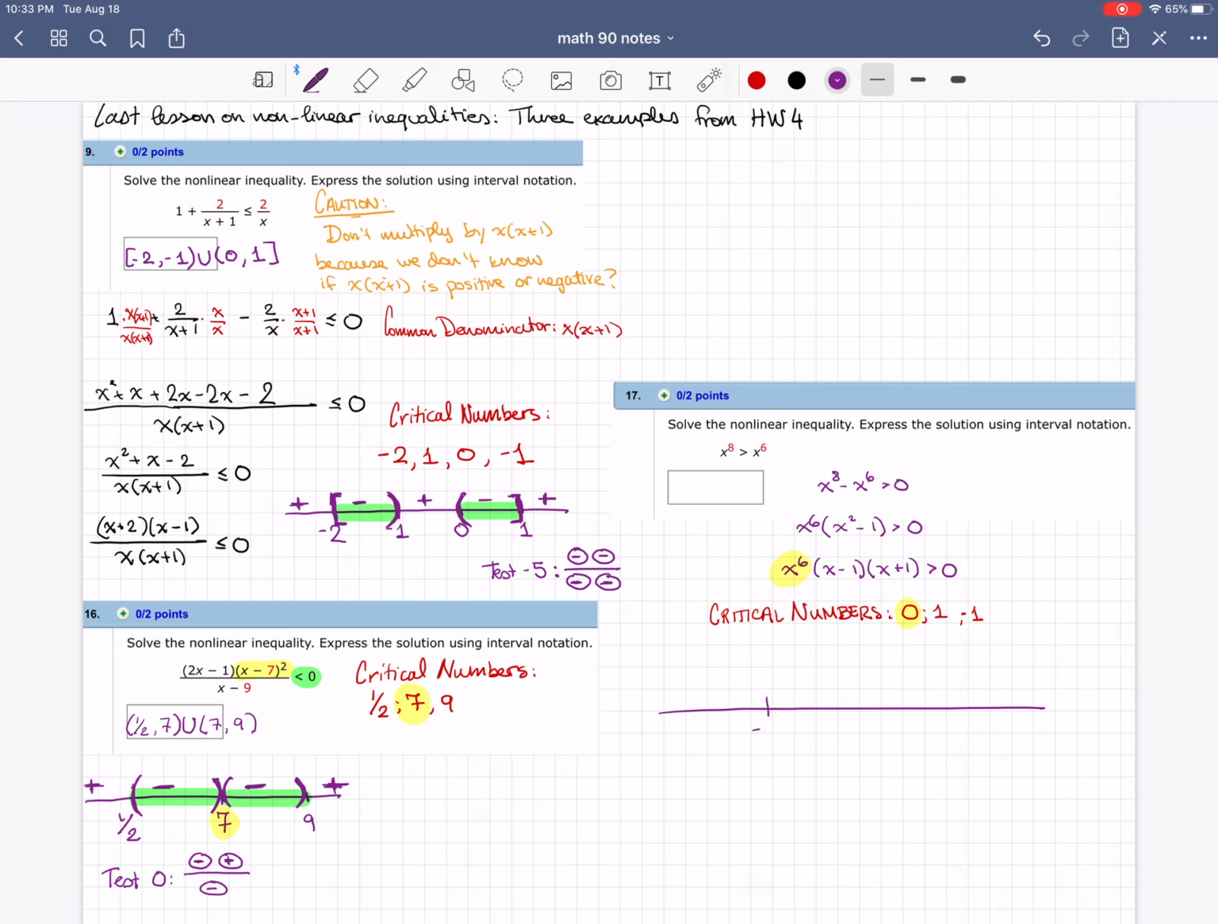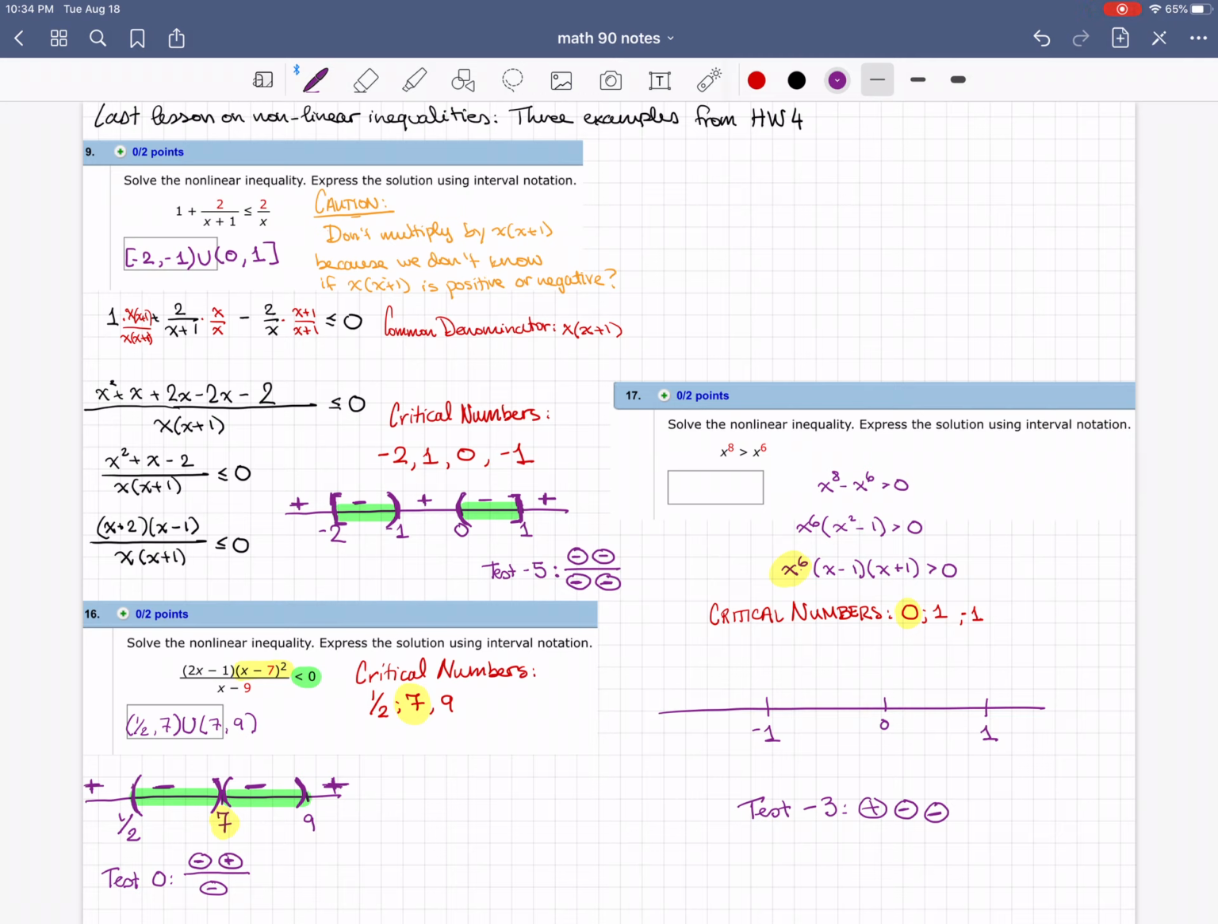again, put your critical numbers in order. And you pick a test point. You can put anything you want that's not critical. So, I don't know, let's test negative 3. Look what happens. Negative 3 to the 6th power, any real number to an even power, is positive. So that's positive. And then x minus 1 is negative when you plug in negative 3, and so is x plus 1. Okay, so we have positive times negative is negative, times another negative is positive again.